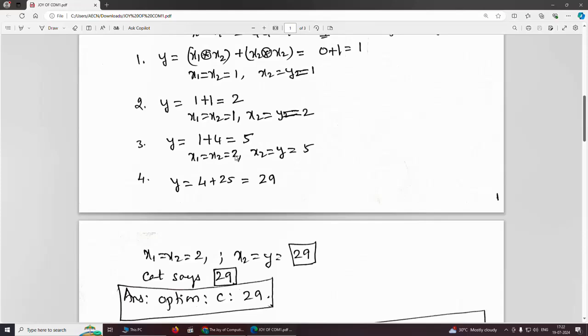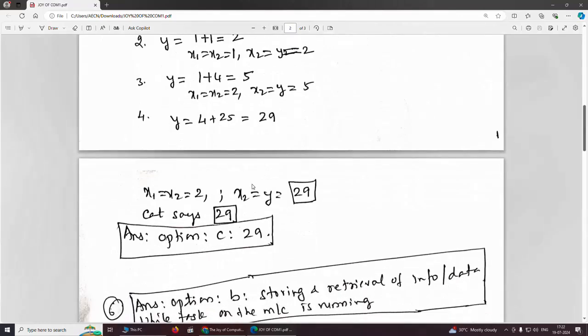x1 multiplied by x1 is 4 and x2 multiplied by x2 is 25. That is 4 plus 25 equal to 29. So therefore, with x1 equal to x2 equal to 2 here and x1 equal to x2 equal to 5 here, y is equal to 29. So the answer is option C, 29.